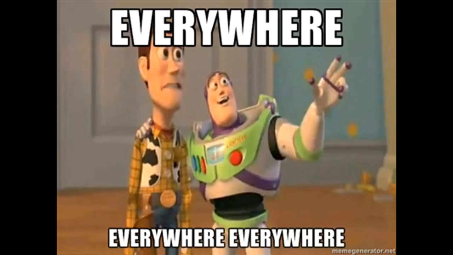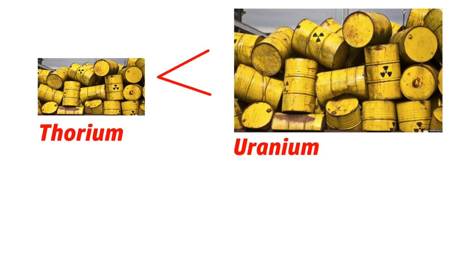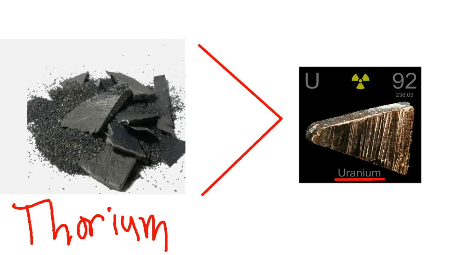So basically, thorium is everywhere. Thorium is also much cleaner than uranium as it doesn't give off as much nuclear waste as uranium. And finally, thorium is more abundant than uranium.